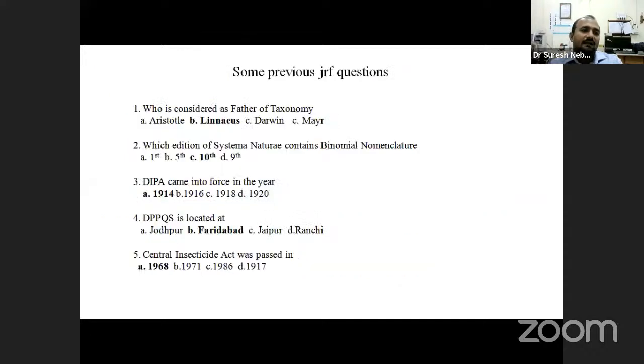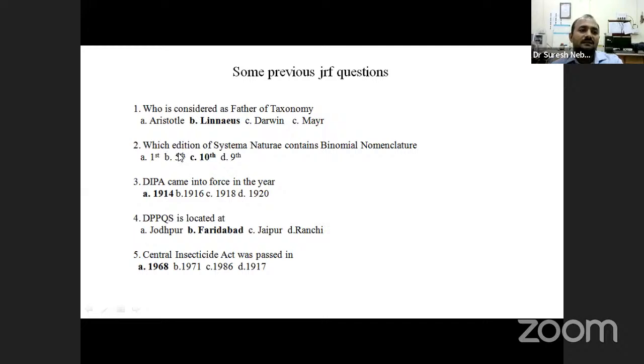So what I have tried here is, after each section, I have tried to give some memory-based questions which were asked earlier in JRF and SRF exams. So what type of questions there are, you will know from this. You can see here, who is considered the father of taxonomy? When we study entomology, taxonomy is one section, then the toxicology section is there, and IPM is a section. So who is considered the father of taxonomy?